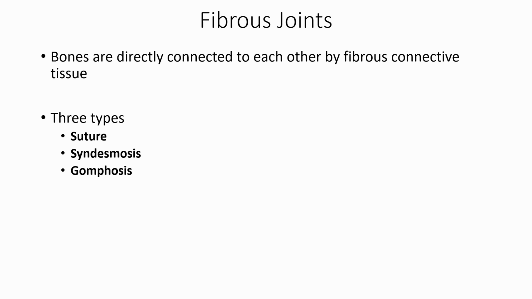So let's start off by just defining again what a fibrous joint is. We are connecting bones directly using a fibrous connective tissue. And there are the three main types. The suture, which we have already talked about a little bit because we talked about the sutures found in the skull. But we haven't talked about the other two, which is the syndesmosis and the gomphosis type fibrous joints.